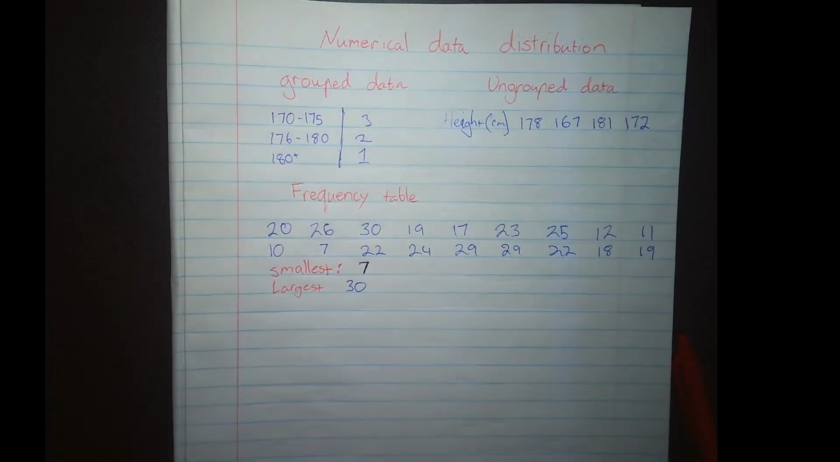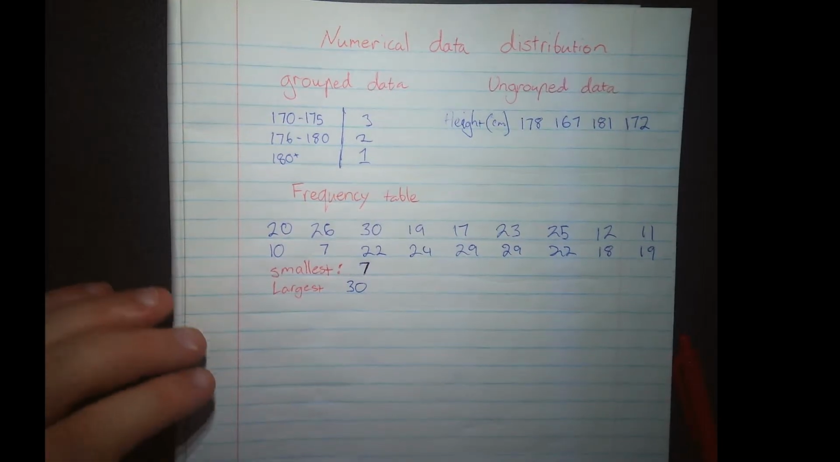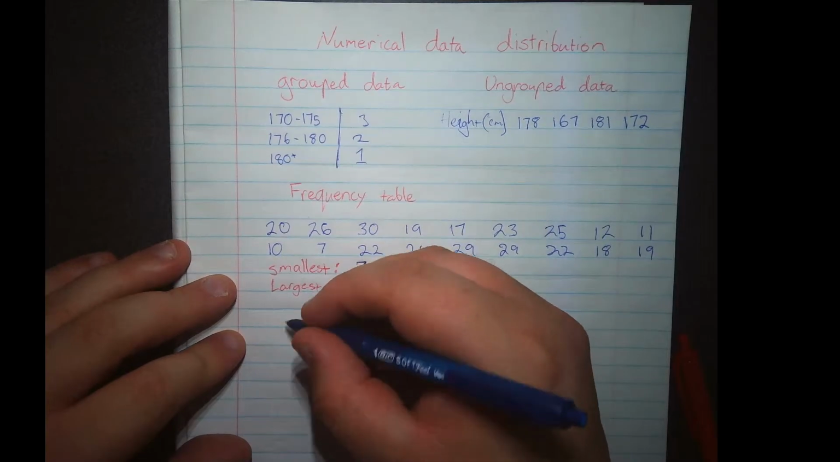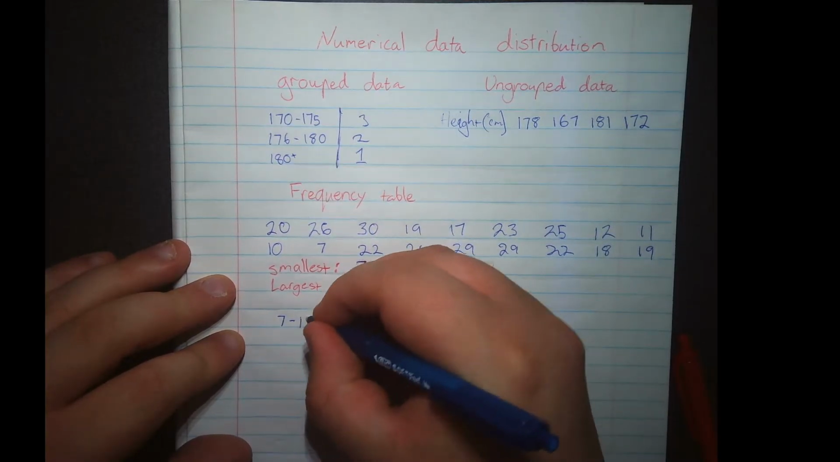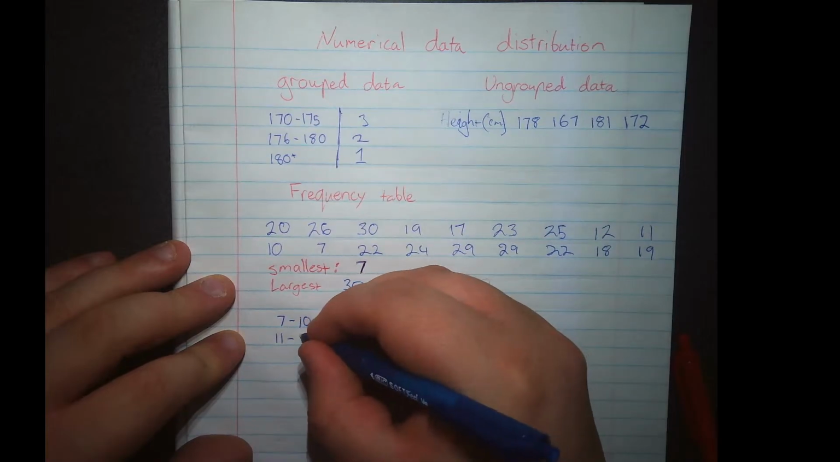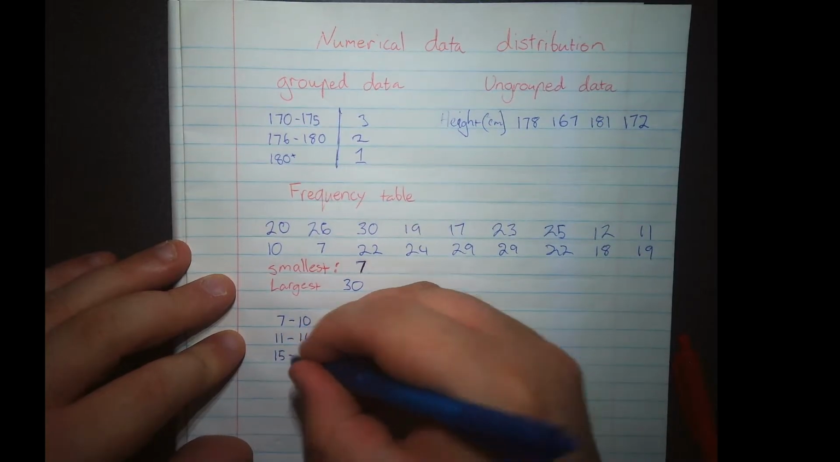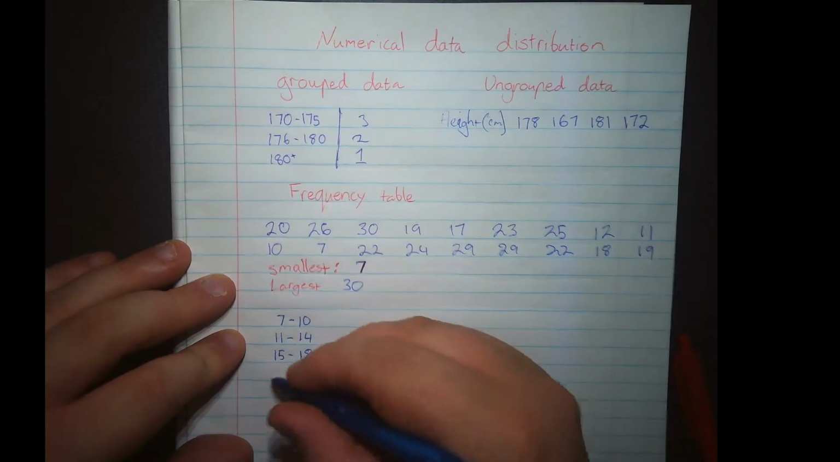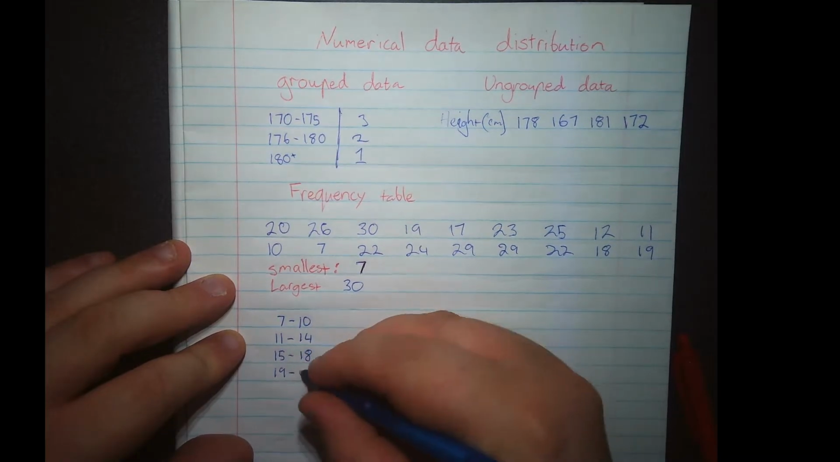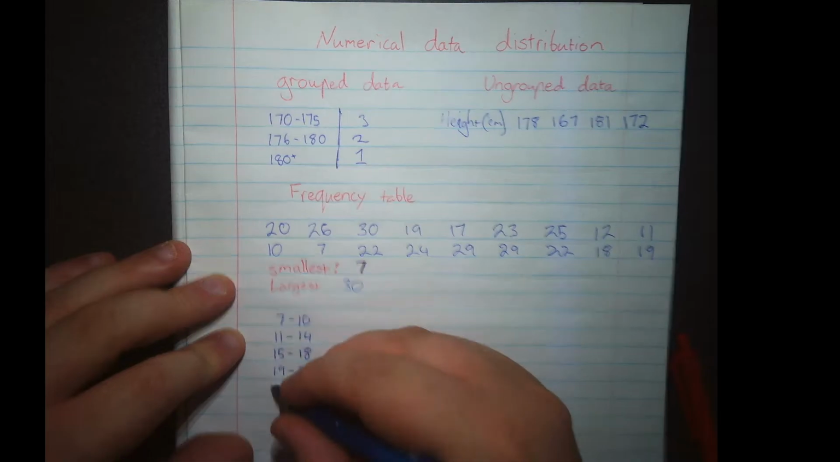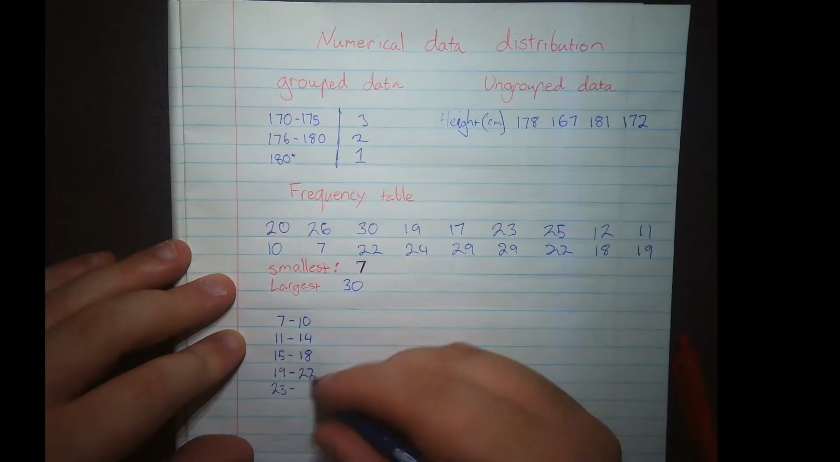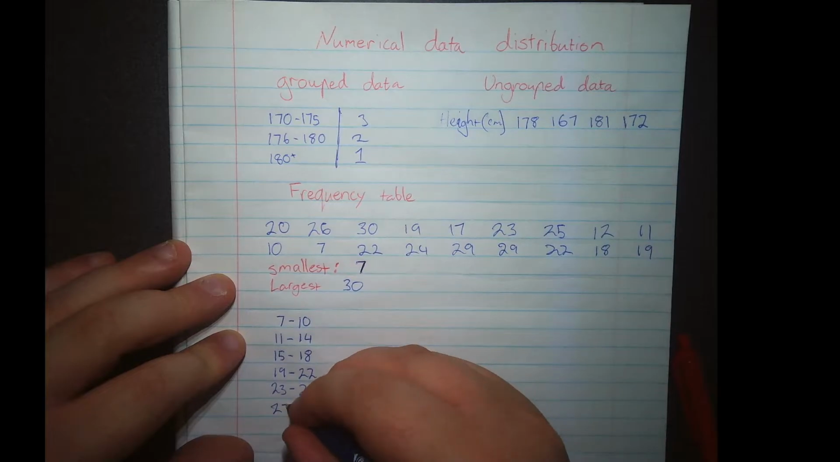All right. So I need to know that my lowest group in my frequency table is going to accommodate my lowest mark, if that makes sense. So I'm going to start my group off from 7, and I'm going to make a little frequency table here. I'm just going to go up by 3. So I'm going to say 7 to 10, 11 to 14, 15 to 18, 19 to 22, 23 to 26, and then 27 to 30.